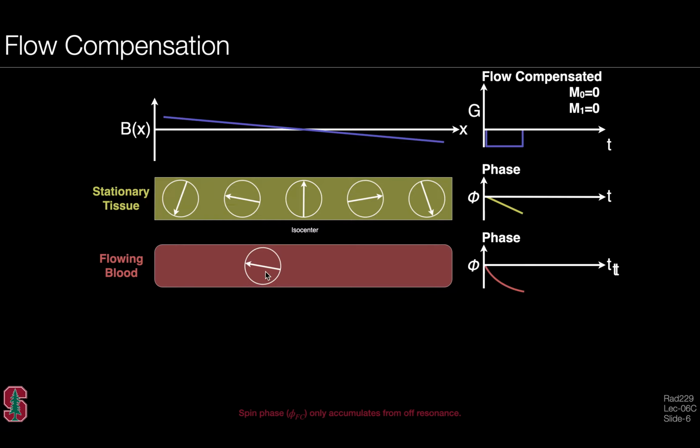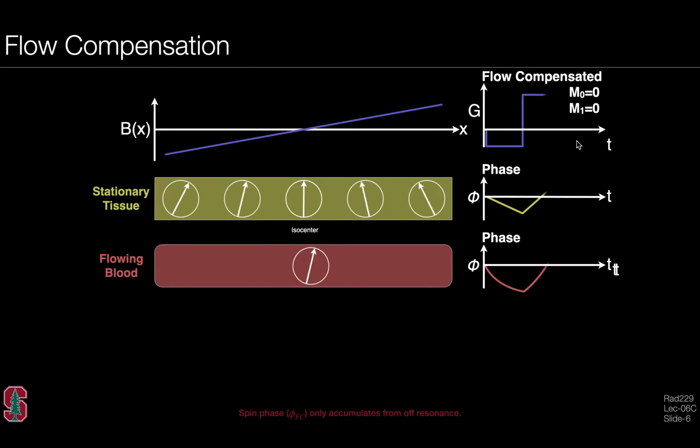And the flowing blood spin does accrue some phase, but it depends on its path. So it depends on how it flowed through that magnetic field, and it will accrue a phase that might look quadratic like this. When we turn on a flow compensated gradient, the design of the flow compensated gradient is such that it has a lobe of area A, a lobe of area 2A, and then a lobe of area A. We sometimes call that a 1-2-1 gradient waveform, or binomial gradient waveform.